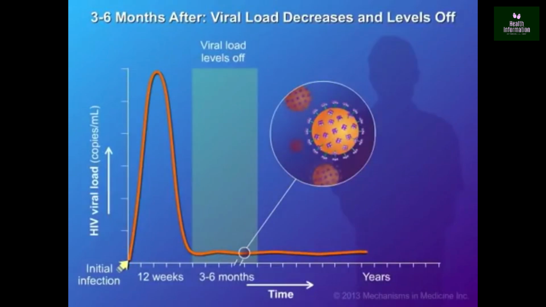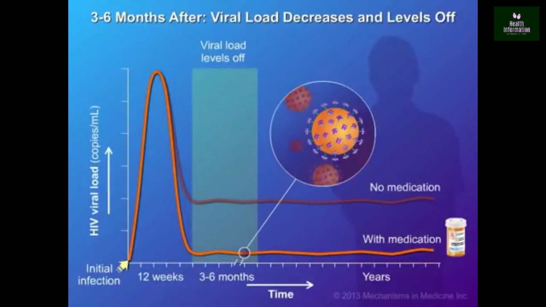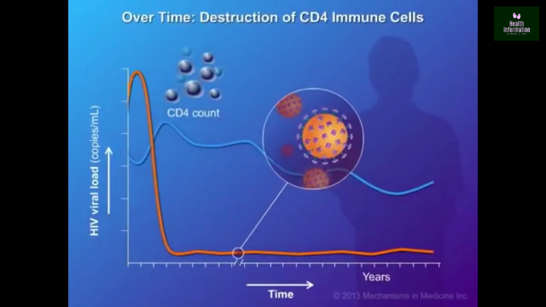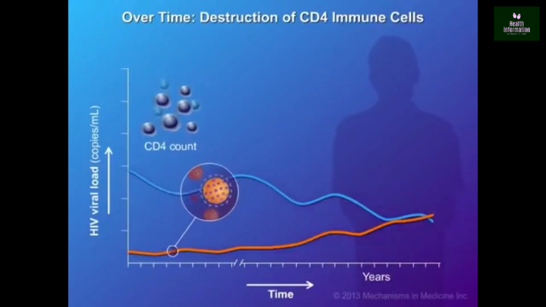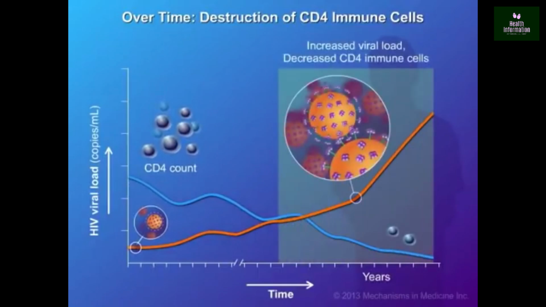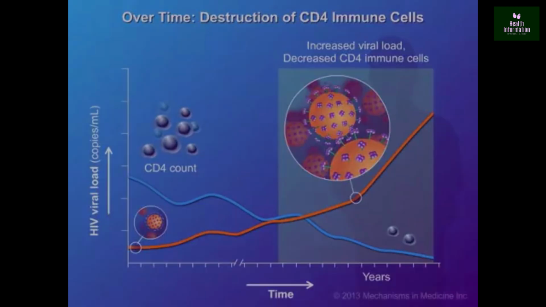Some people who are not taking medications may have a very low viral load at this point, but most have a relatively high viral load. Over time, the viral load in your body increases, and the virus destroys more and more CD4 cells, which are an important part of the immune system. Once the CD4 count indicates major damage to your immune system, treatment is often necessary.